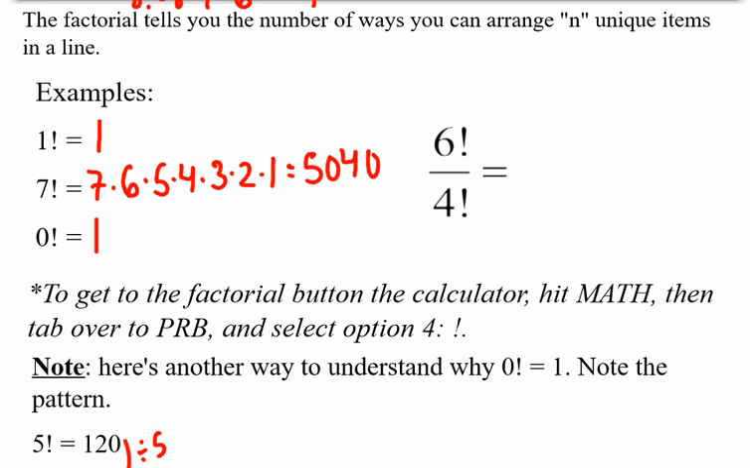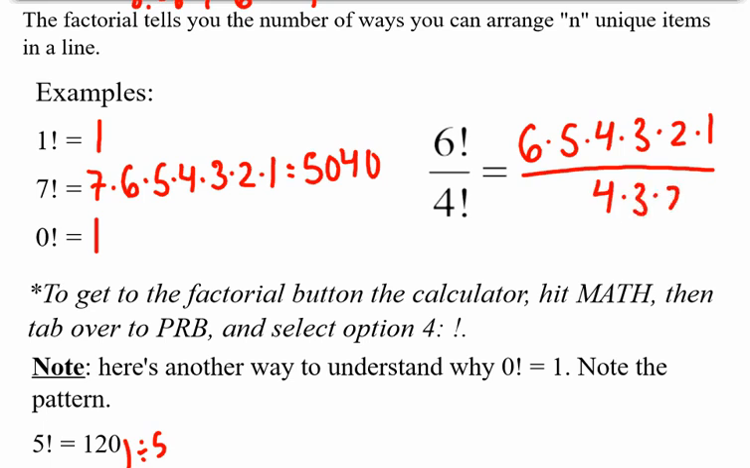Last one, then I'll show you you can actually use your calculator to calculate some of these. 6 factorial divided by 4 factorial. Well, 6 factorial is 6 times 5 times 4 times 3 times 2 times 1. And 4 factorial is 4 times 3 times 2 times 1. Hey, 4 divided by 4 is 1. 3 divided by 3 is 1. 2 divided by 2 is 1. 1 divided by 1 is 1. So I did times 5. Well, that's equal to 30.